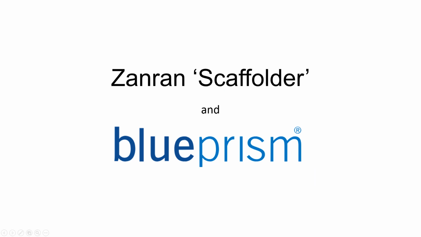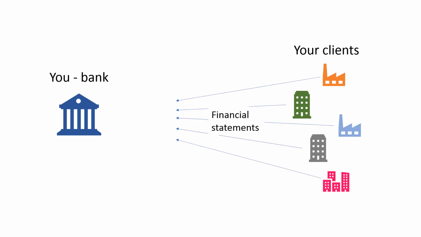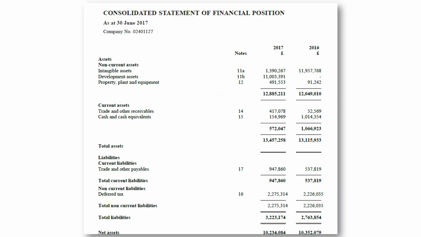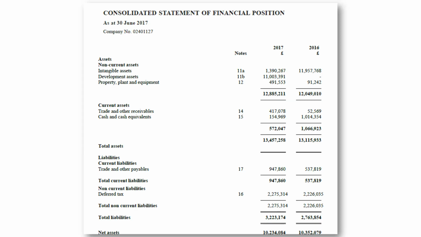Let's go back to the scaffolder and another application. We're going to imagine that you, as a bank, have lent money to many dozens of companies. You get financial statements from your clients and want to use them to assess your risk across the portfolio. The financial statements include balance sheets like this one, and the figures in the balance sheets allow you to calculate the current ratio. You're lucky enough to have Blue Prism workers to do this repetitive stuff for you.